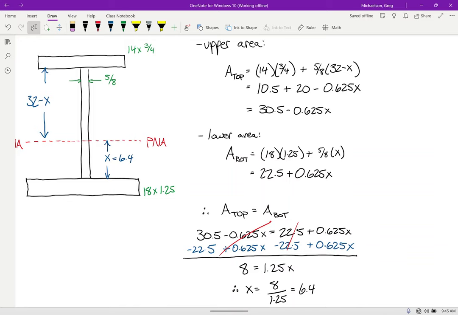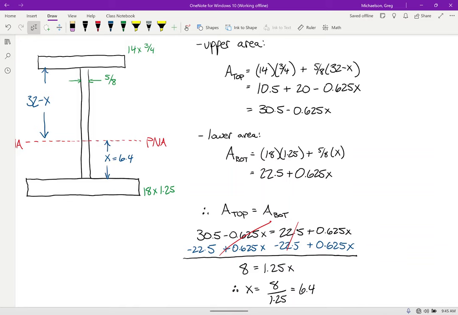Well, moment capacity is a force times a moment arm. Again, for you steel folks, if you take concrete design next semester, you'll see it. What is the force? Well, the force could be either one of these. It doesn't matter because the forces are equal. So what do I do? I'll take the smaller one since I'm lazy.